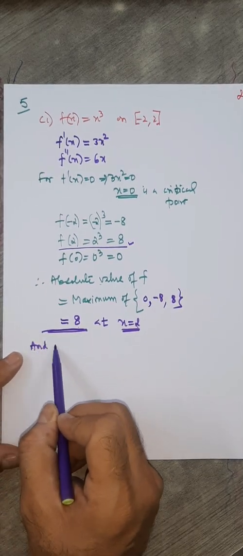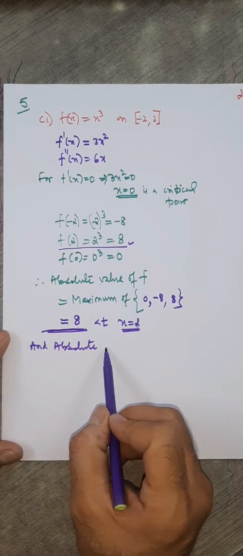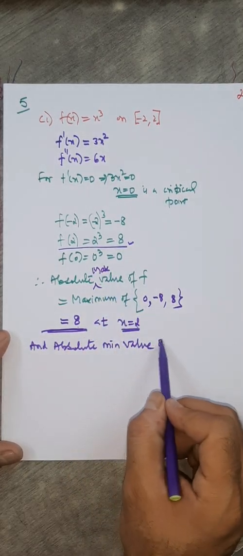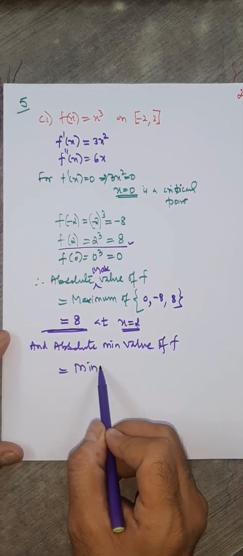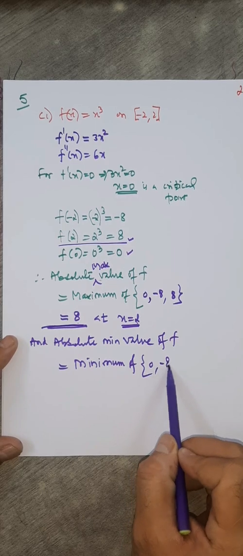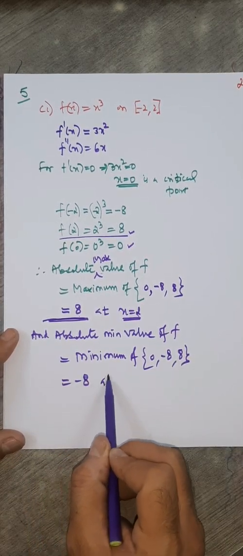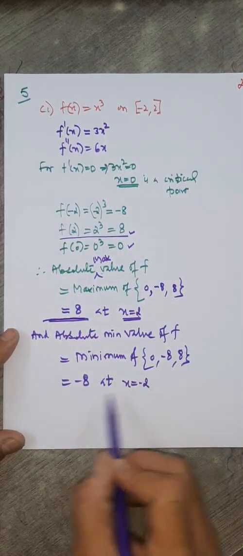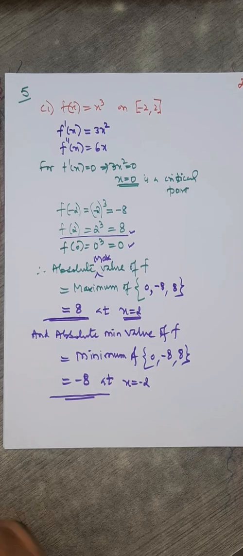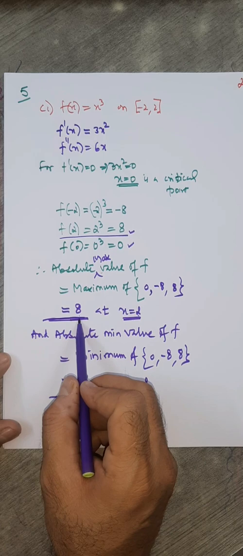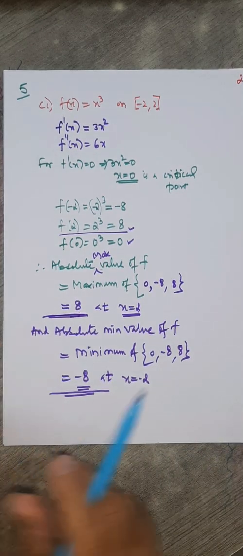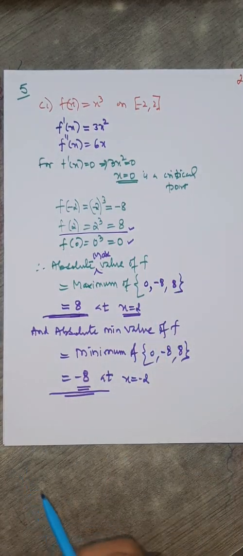Okay, and now absolute minimum value. I'm sorry, here I forgot to write absolute minimum. Minimum value of f equals the minimum of which three numbers? Critical point, that is 0, and two endpoints, which are minus 8 and plus 8. So the minimum is minus 8, and it is obtained at minus 2. You are just asked for the absolute minimum, which is minus 8, and the absolute maximum, which is 8 at 2. You are not asked for local maxima or minima. That's why we have not decided whether 0 has a local maximum or local minimum, remember.